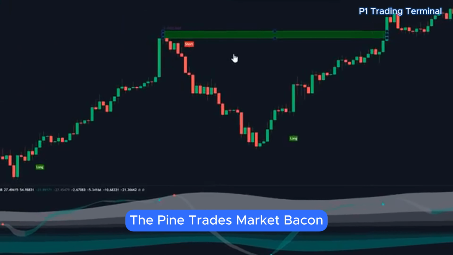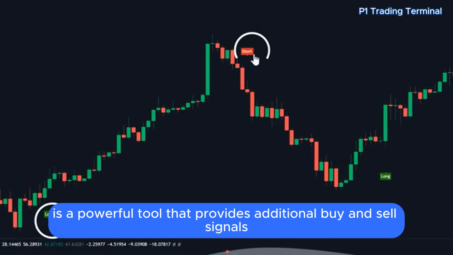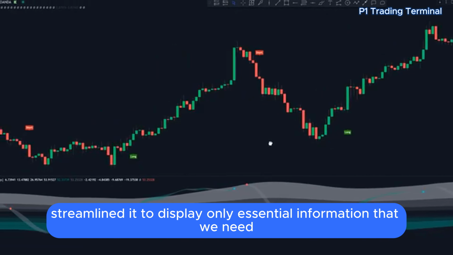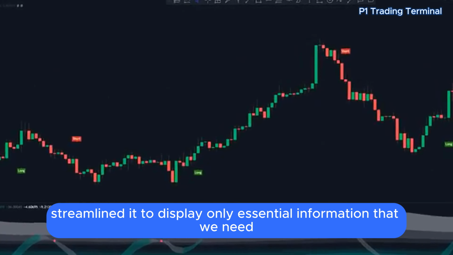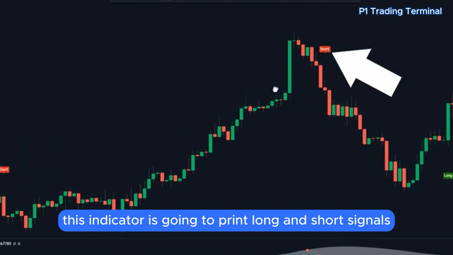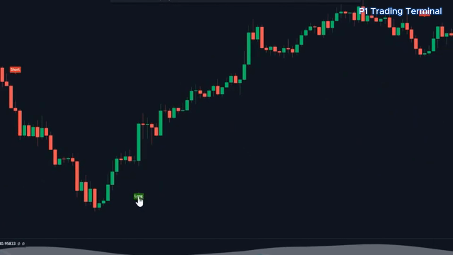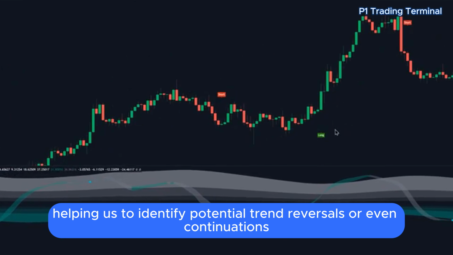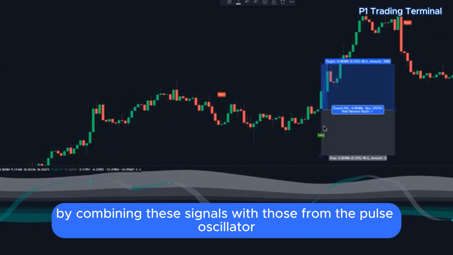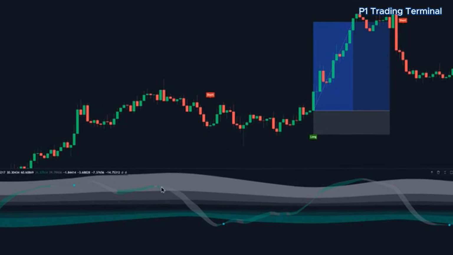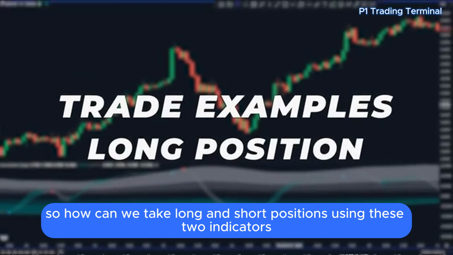The Pine Trades Market Beacon is a powerful tool that provides additional buy and sell signals by customizing its settings. We've streamlined it to display only essential information that we need. This indicator is going to print long and short signals directly on our chart, helping us to identify potential trend reversals or even continuations. By combining these signals with those from the pulse oscillator, we can increase the accuracy of our trades. So how can we take long and short positions?